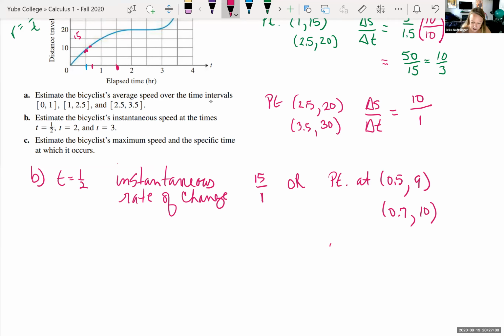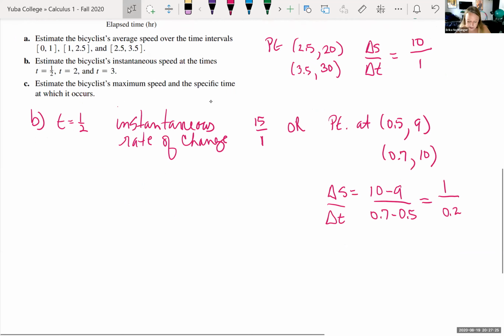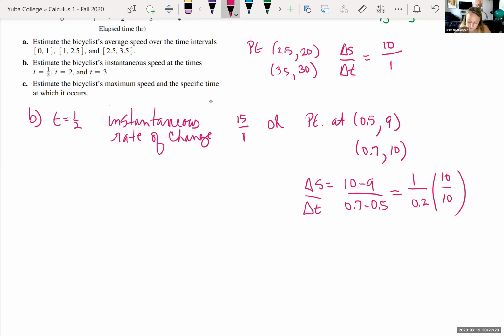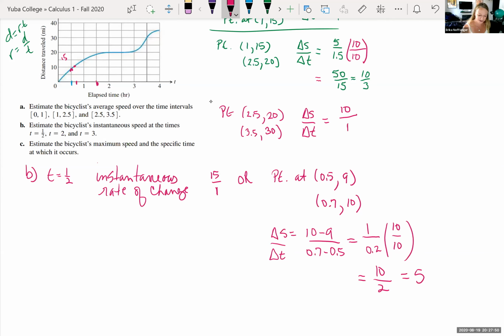If we look at the change in S, that would be 10 minus 9, all over the change in our T value, 0.7 minus 0.5. So this is 1 over 0.2. Let me reduce this. I can multiply this by 10 over 10. So this gives me 10 over 2, which is totally different than what I got over there. So again, it's an estimate, and it really depends on what points you decide to choose.